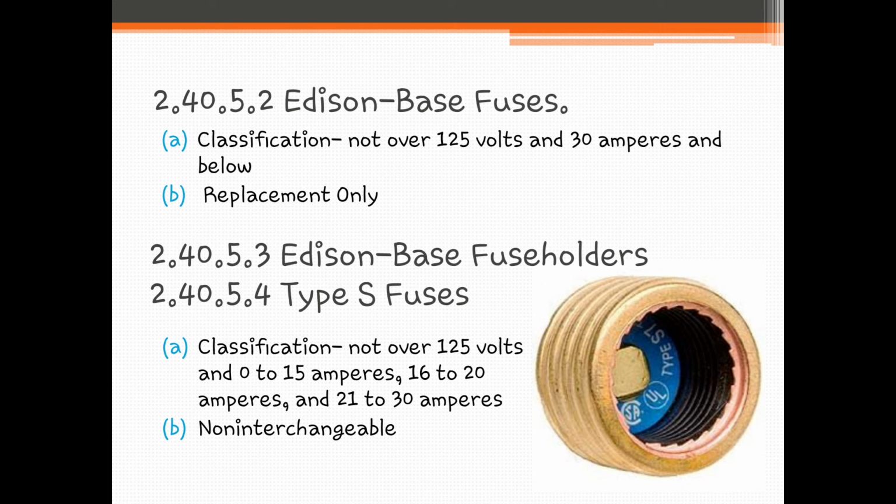So 2.40.5.2 is the Edison-based fuses. The classification of this fuse is plug fuses of the Edison-based type shall be classified at not over 125 volts and 30 ampere and below. If there is no evidence of overfusing or tampering, these plug fuses of the Edison base shall be used only for replacement in existing installations.